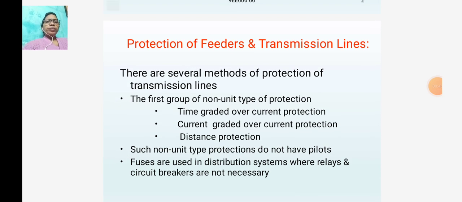So, just actually, what is the protection of feeders and transmission lines? In an electrical power system, the transmission lines and feeders are important elements which need to be protected against the various faults that occur on them. The schemes employed for protection of transformers, alternators and bus bars can also be used for protection of transmission lines.